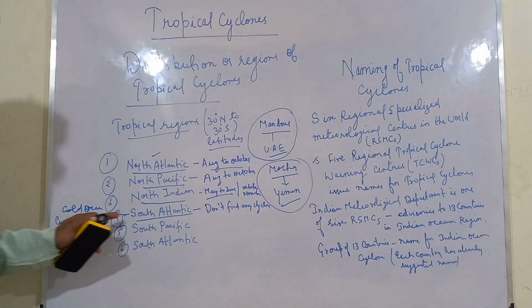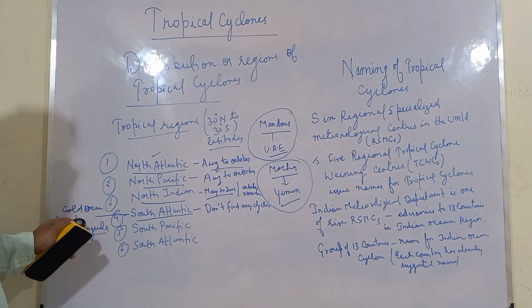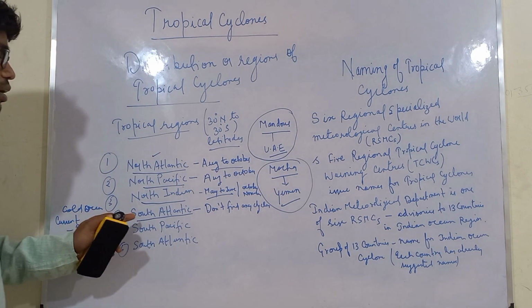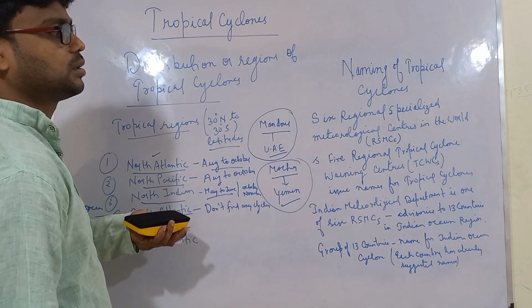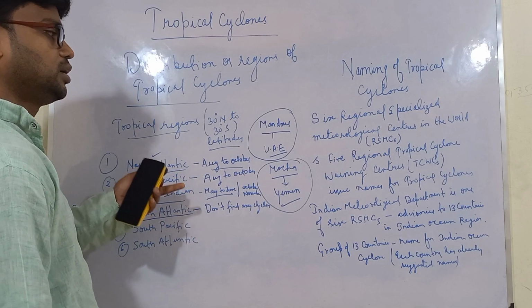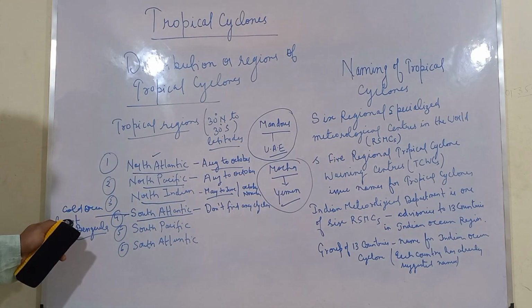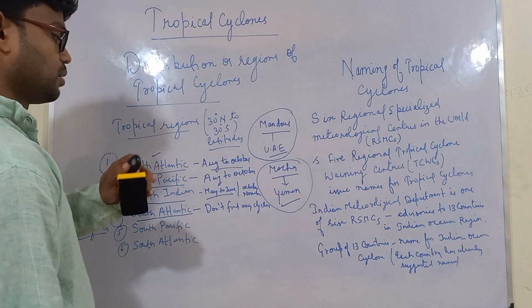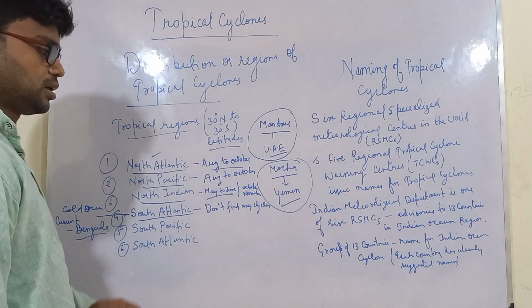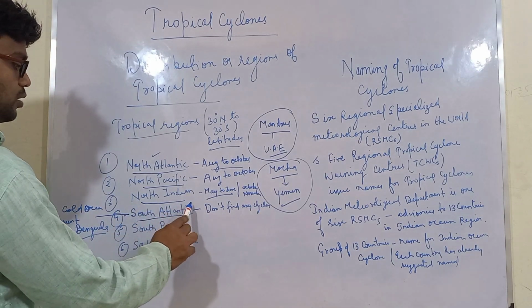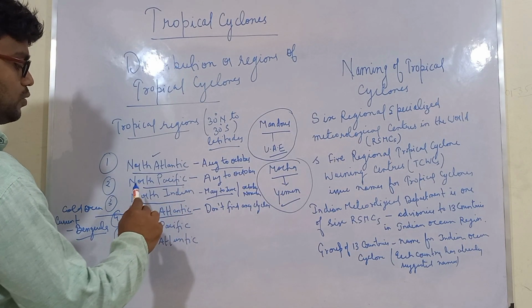Now in the South Atlantic Ocean, we have a cold ocean current, that is Benguela current, and we know that for cyclones to be formed, the ocean surface temperature should be 27 degrees centigrade or above that. But this cold ocean current reduces the ocean surface temperature much below 27 degrees centigrade, and so cyclones are not formed in the South Atlantic Ocean.